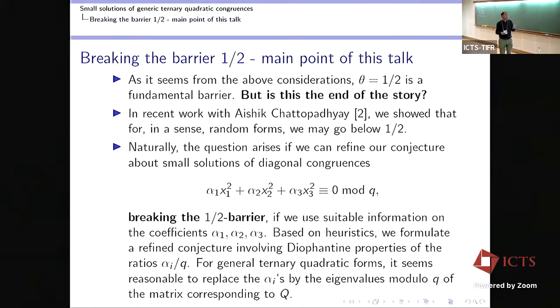And from that, of course, naturally the question arises if we can somehow refine our conjecture about the size of the smallest solution. That means if we use extra information about the coefficients, Diophantine information in particular, can we formulate a refined conjecture about the size of the smallest solution of this congruence?